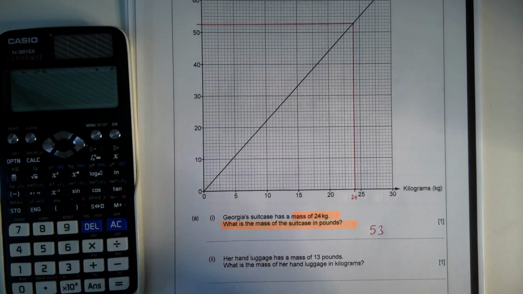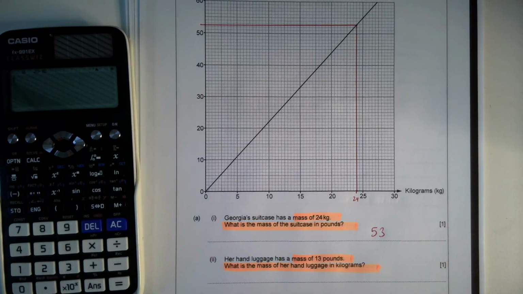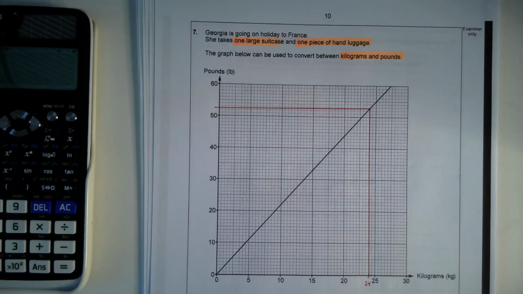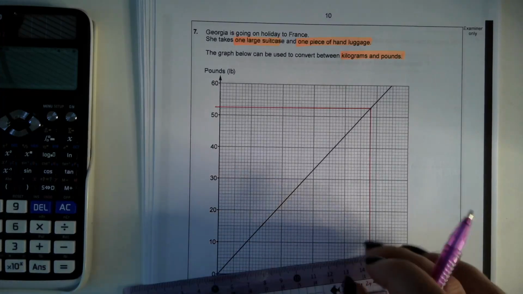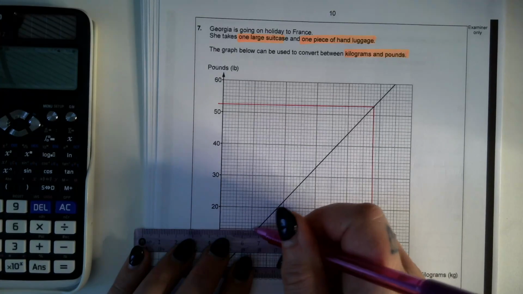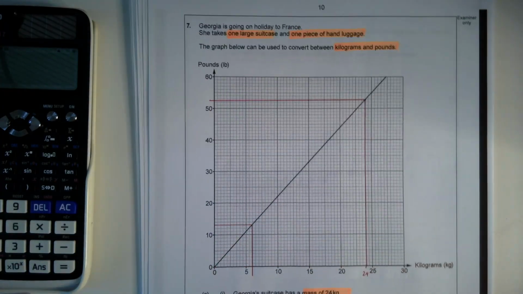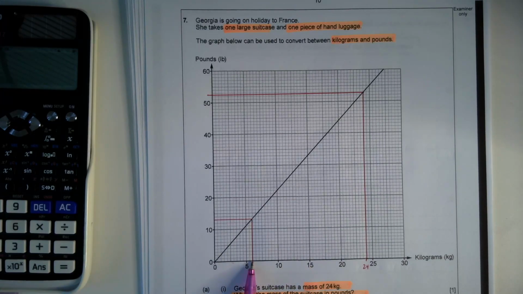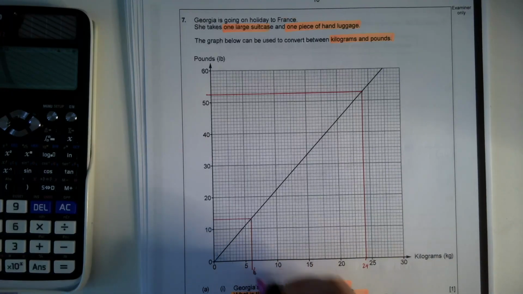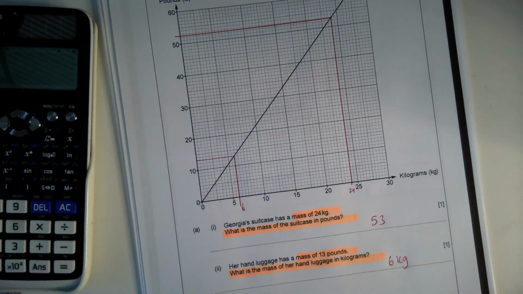Okay, the next part. Her hand luggage has a mass of 13 pounds. What is the mass of her hand luggage in kilograms? So we're starting on this axis now, 13 pounds. So I'm going to go 10, 11, 12, 13. Read across, and then read down. We need to remember that on this bottom scale, 2 of those small squares was equal to 1. So that gets us to 6. So it would be 6 kilograms.